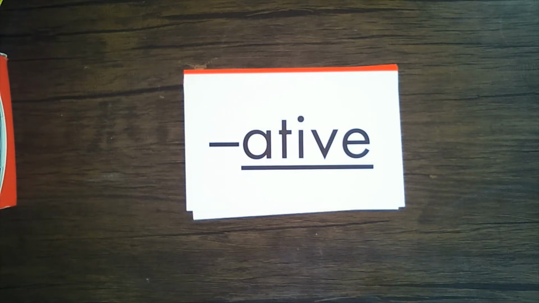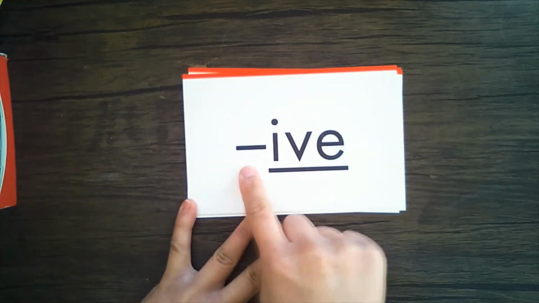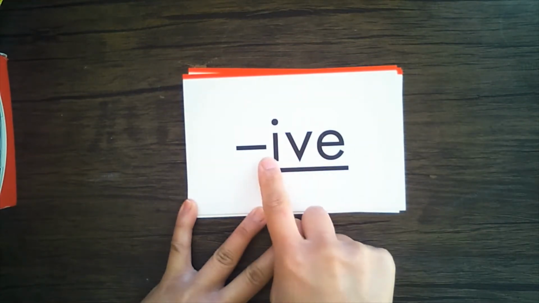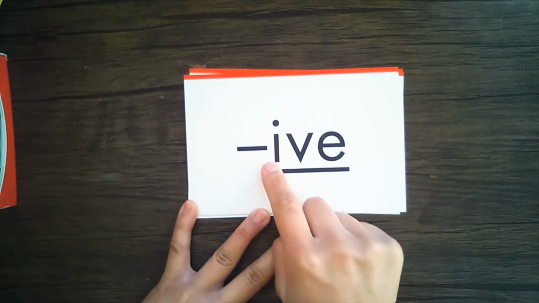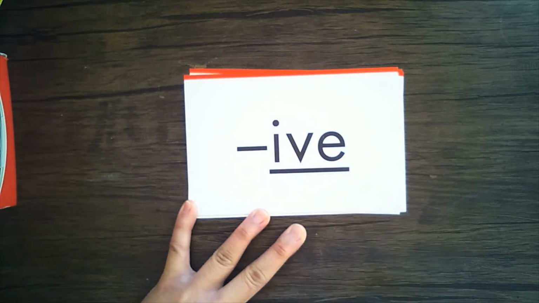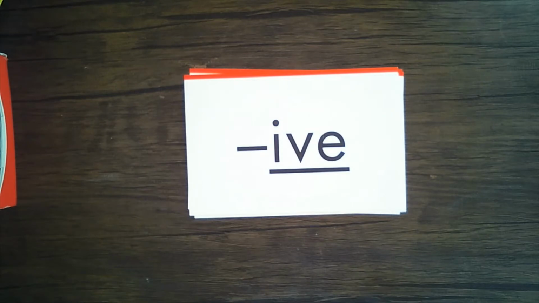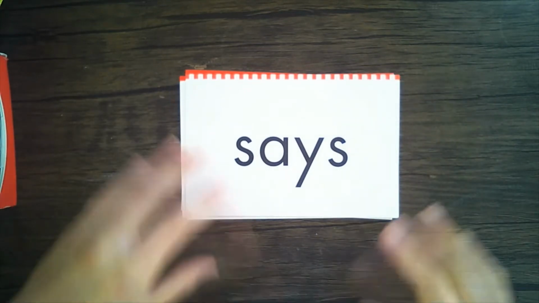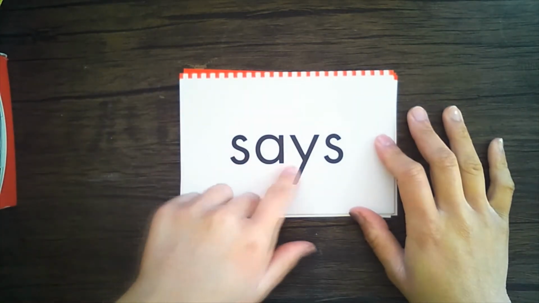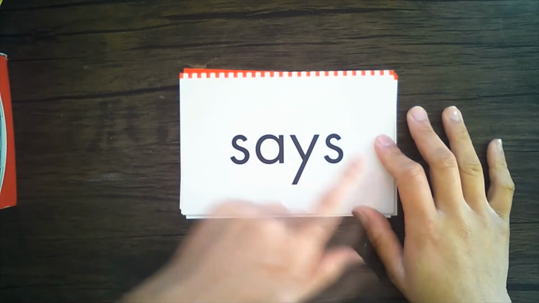Okay, our next syllable. Read, ive. Spell I-V-E. And read again, ive. Spell I-V-E. Kind of like expensive. Alrighty, and then we have an irregular word card for today's lesson, and that is the word says. Spell S-A-Y-S. Read, says, again, says.